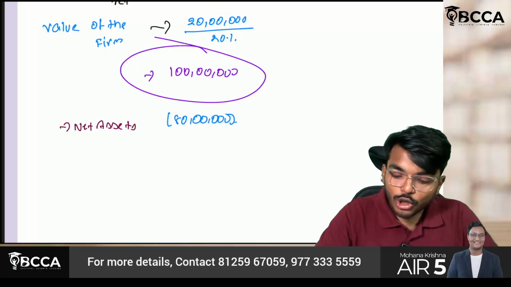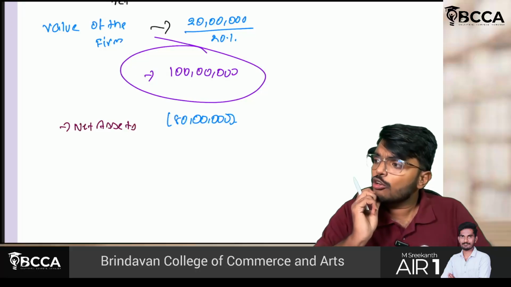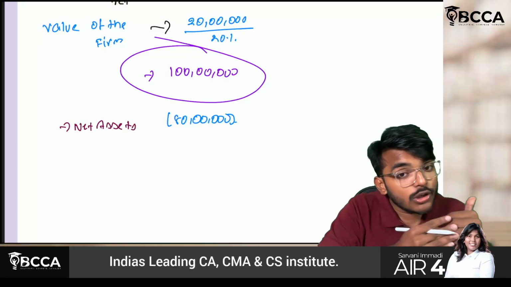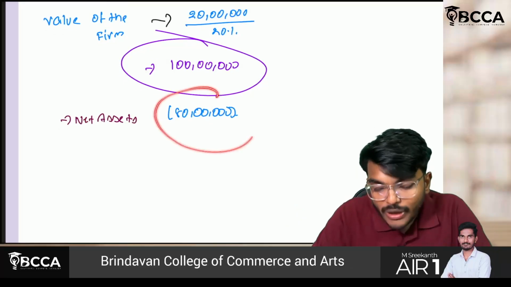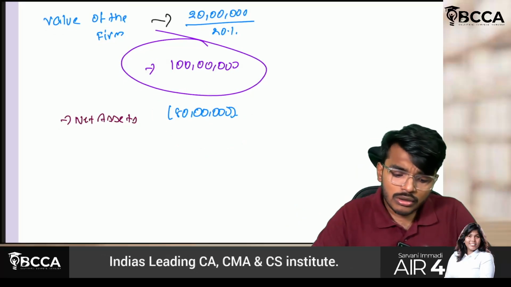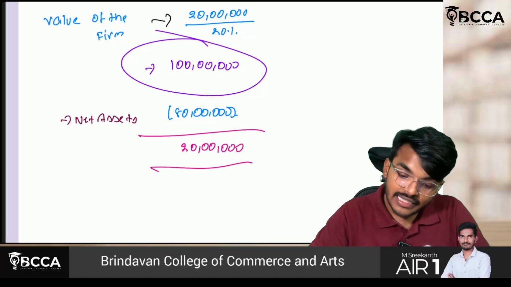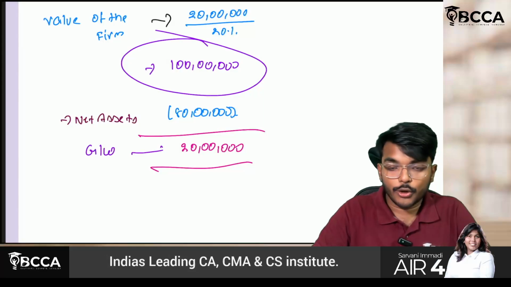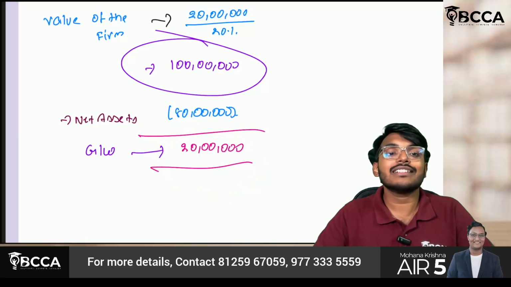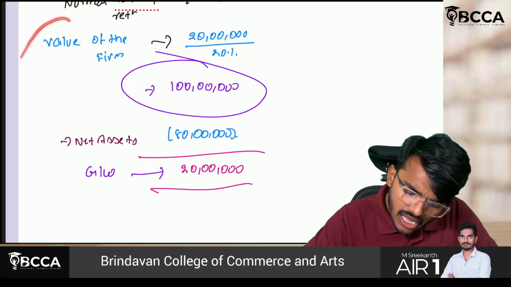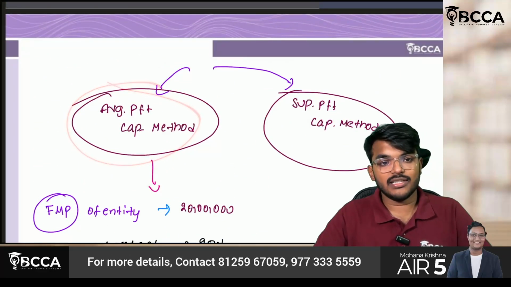Oh, your value of the firm is 1 crore rupees, but if you calculate the net assets, sir, what is the meaning of my net assets? Arey Baba, I have taken the total of all assets and I have taken the value of all liabilities also. Sir, it comes to 80 lakh rupees only. Oh, sir, what is the difference? The difference is 20 lakh rupees, and this 20 lakh rupees is nothing but goodwill. This difference of 20 lakh rupees is called goodwill, and this is the formula for how we calculate goodwill in the average profit capitalization method.